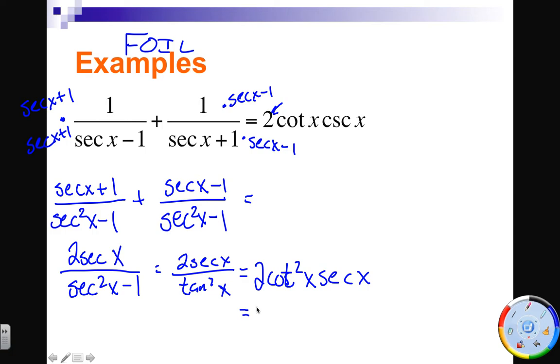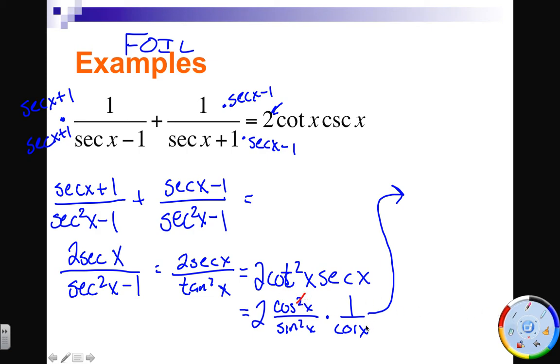So let's try some more stuff. I don't know where to go, so let's change everything to cosines and sines. So cosine squared x over sine squared x times 1 over cosine x. Well, I'm going to have to come up here because I'm going to run out of room. Notice this, I can do some canceling here. I can get rid of one of those cosines and that cosine and be left with 2 cosine x over sine squared x.